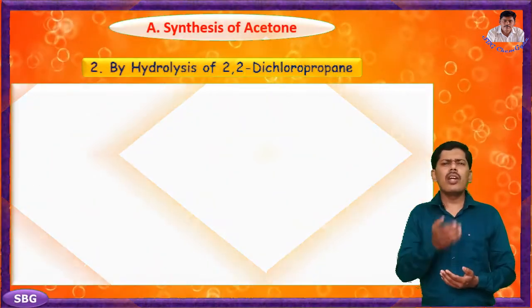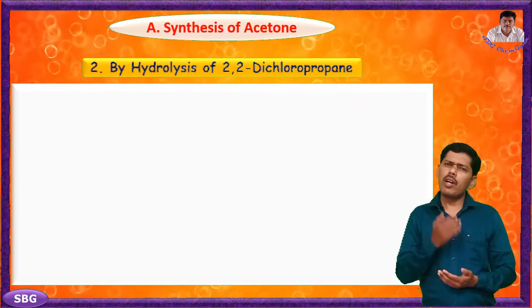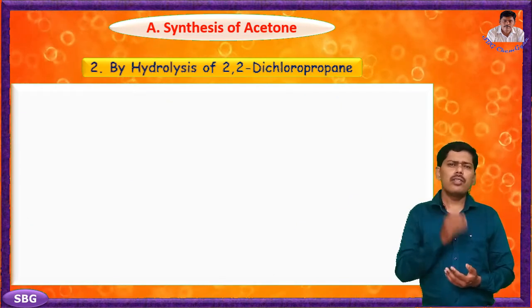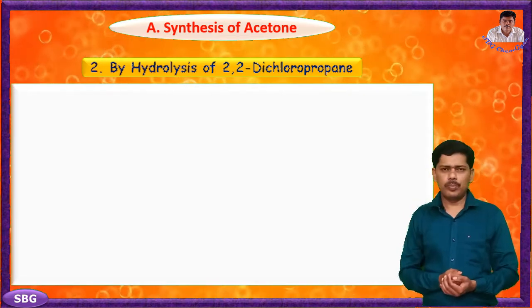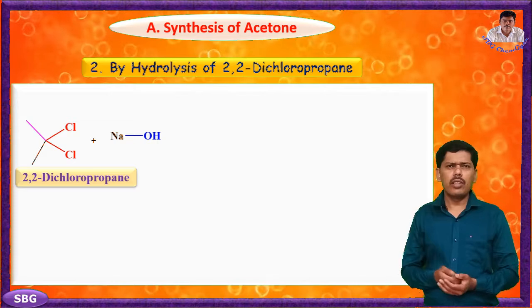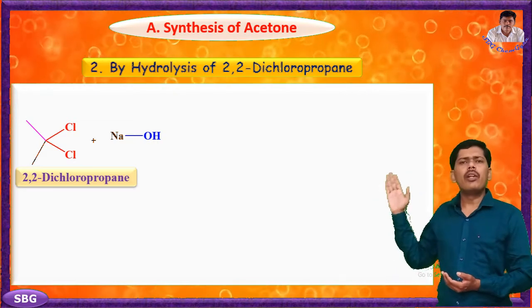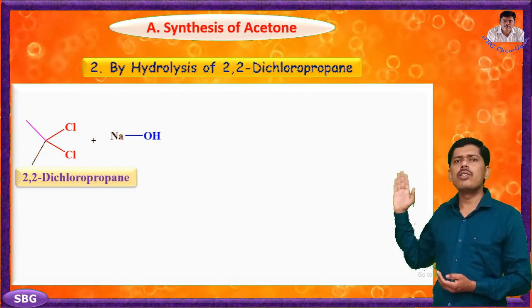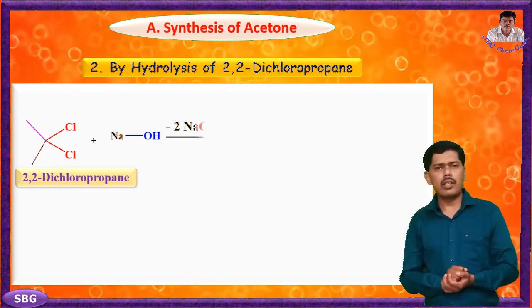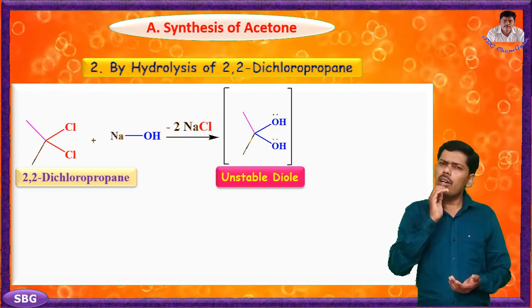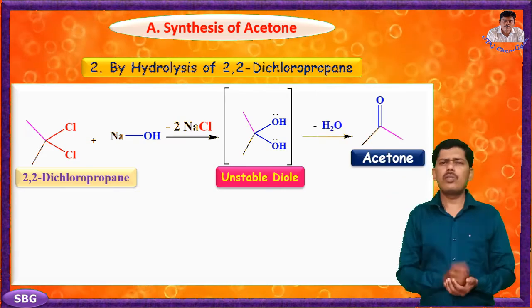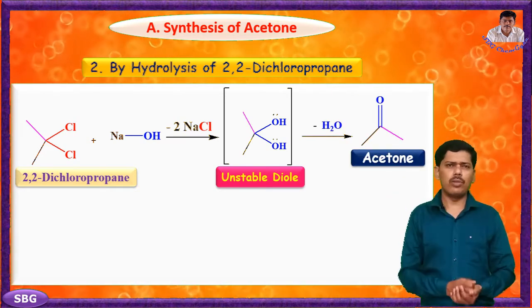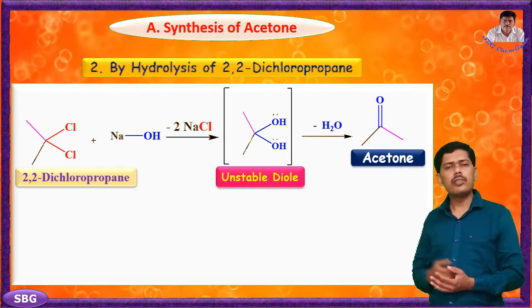Now we study the next synthetic method for the synthesis of acetone by hydrolysis of 2,2-dichloropropane. In this reaction, 2,2-dichloropropane on alkaline hydrolysis in presence of sodium hydroxide gives an unstable geminal diol which easily loses a water molecule and produces acetone. We can see here.